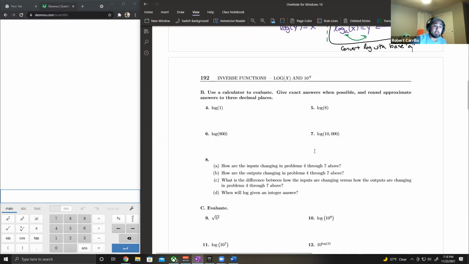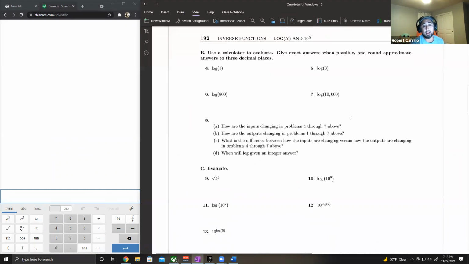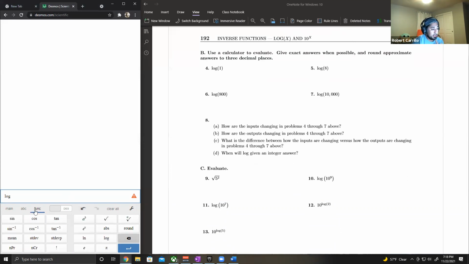Now we will use a calculator to evaluate these log expressions. So I have Desmos up, and we're going to type in log 1, log 8, log 800, and log 10,000. So here we go. And to type in log, it's as simple as you see it. L-O-G, look at that. Or on your calculator, you should see a log button. It's spelled L-O-G. Or on Desmos, if you go to functions, it might have log. There it is right there. You just click log and it'll do it for you.